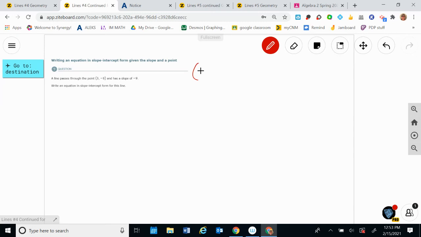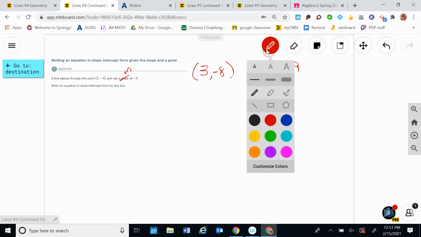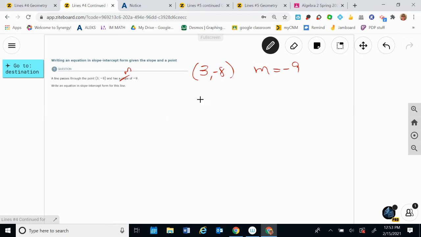So this one says use the point (3, -8), and it has a slope of -9. Get used to calling slope m. All right, so let's do this. First, where do I begin? Begin with the formula. Then talk to yourself and be like, okay, I've got slope. So y is equal to -9x plus b. And then you're like, yay, all I need is the b.